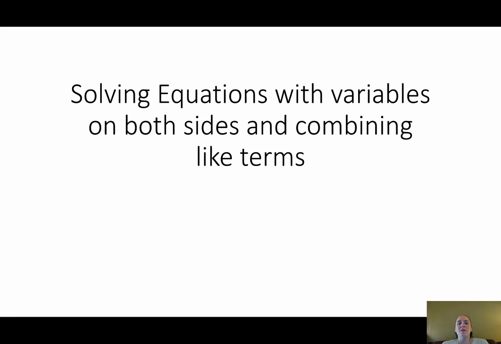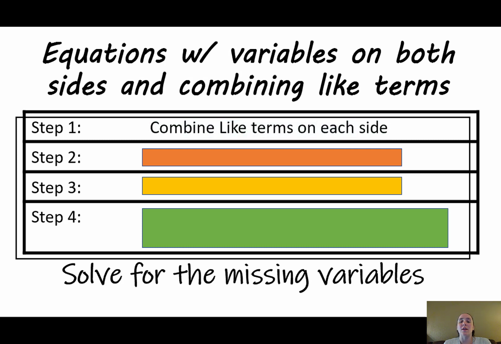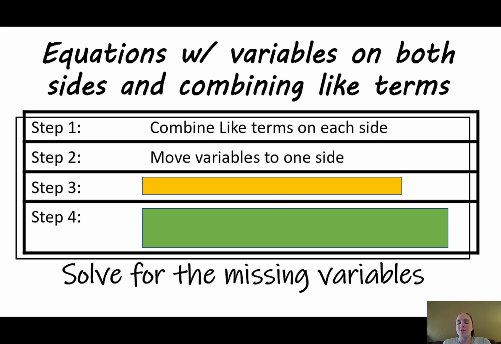All right, so in this video, we're going to talk about solving equations with variables on both sides and when we have like terms. Looking at our steps to solving, the first step we're adding is to combine like terms on each side. If I have like terms on the left or the right, we're going to combine those and then move on to the next step.